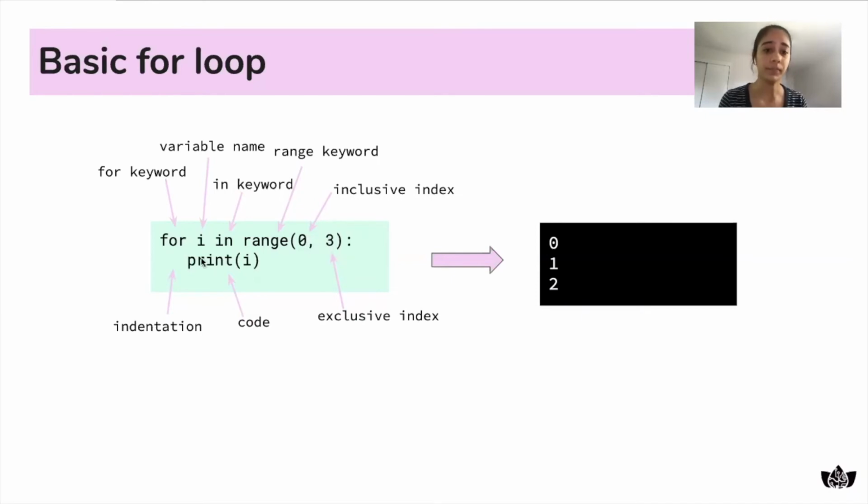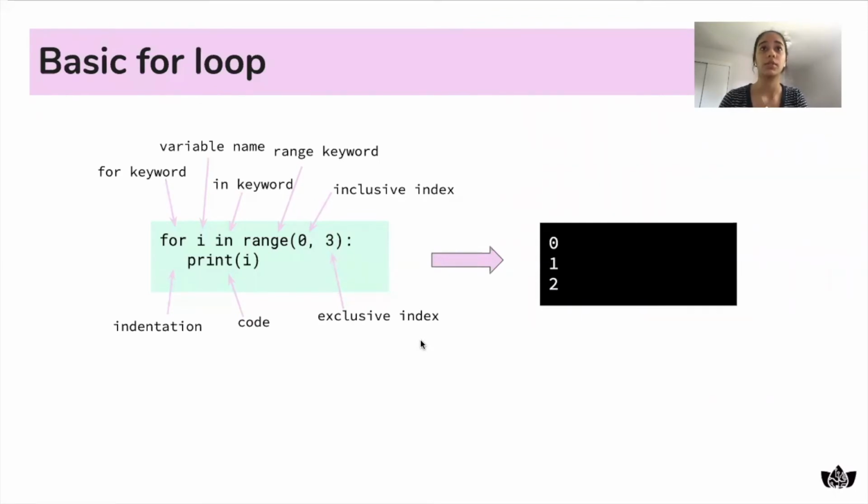Here my for loop is just printing out this number. So what this should do is start from 0, as I said, and print out everything up till 3, but not 3. So it will be 0, 1, and 2.